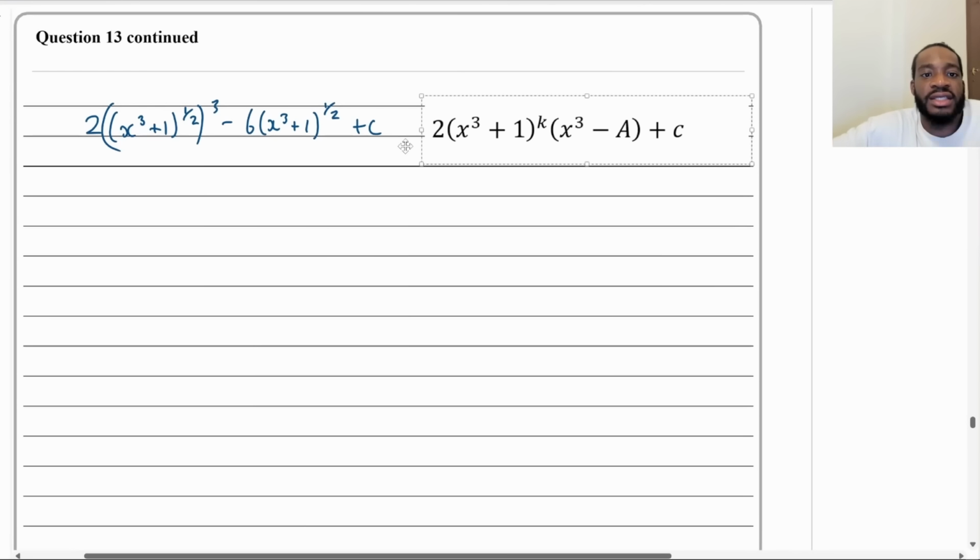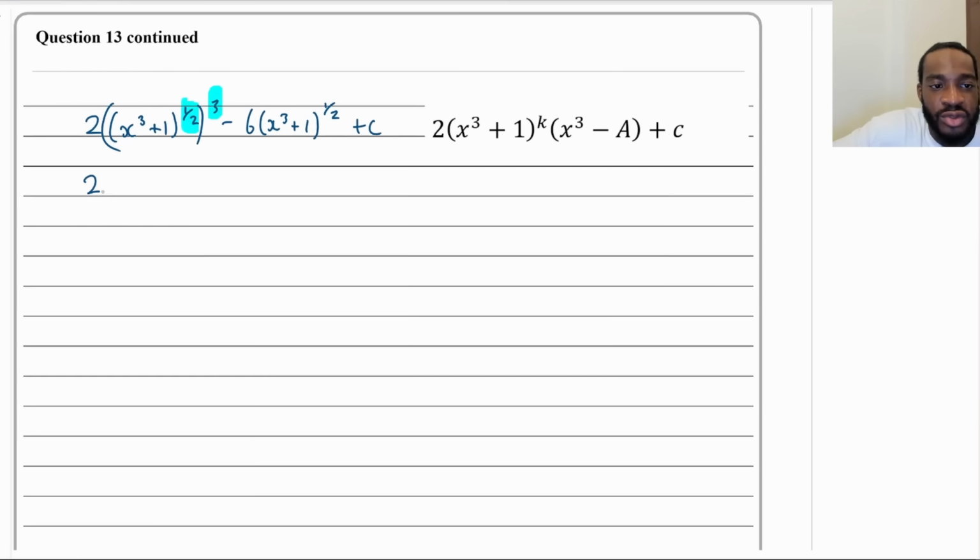So next thing I can see to do is that I've got a power of another power. So this half to this 3, we can times those together for our index laws. So we're going to have 2 and then x cubed plus 1 all to the power of a half times 3, which is 3 halves. And then minus 6 x cubed plus 1 to the power of a half plus c. And then from here, as I said before, we have a product there. So we need to factorize.